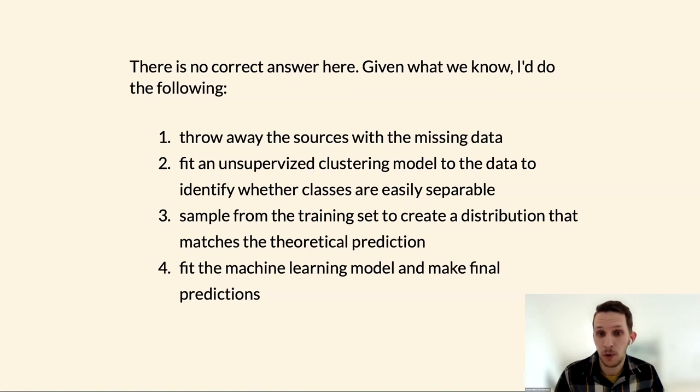There's a small number of sources that have missing data. I would just get rid of those. I would then fit an unsupervised clustering model to the data in order to get some sense of whether or not the classes could actually be separated. And if they can't, I would maybe consider other ways to try to classify the data. For the training set, the actual observations, the balance is very skewed relative to what we expect theoretically. So I would downsample my training set in this instance in order to have a distribution that looks more like the theoretical prediction. And then after all of that, I would train the machine learning model in order to make predictions for the new observations that are coming from the new survey.